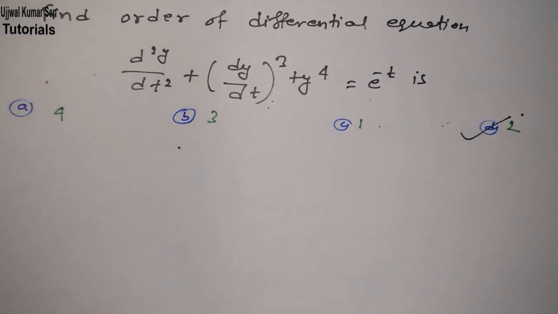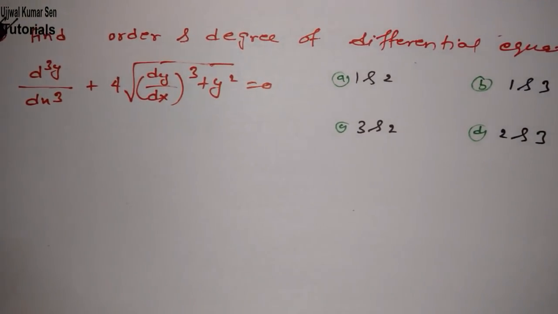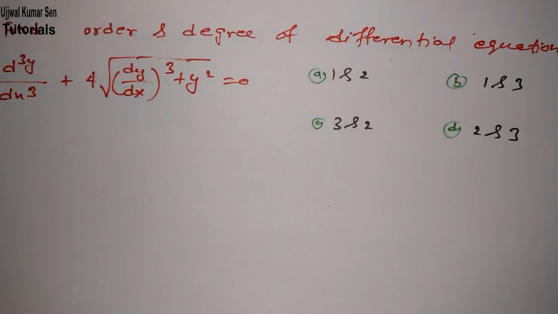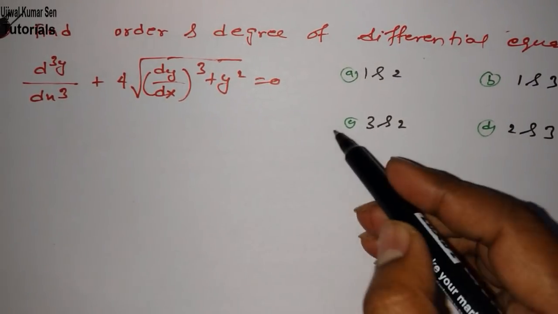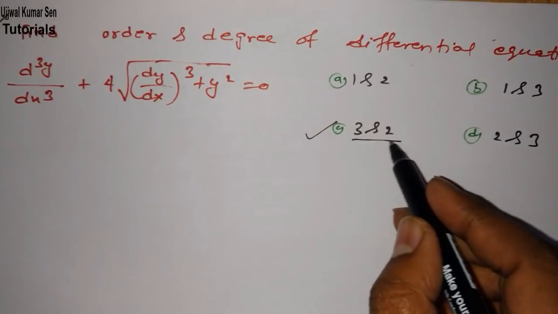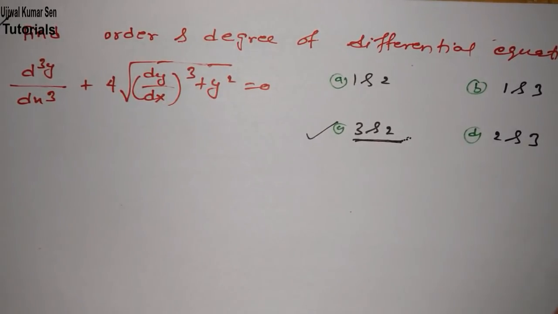Now let's move to the next question, which I have right now in front of you. This question requires a little bit of concept as well as a little bit of approach to find the right answer. Here we are given a differential equation and asked to find its order and degree. First of all, we find the maximum derivative, which is in the first term. So the order is 3. If the options are given like this, then without seeing anything else you can mark the answer.